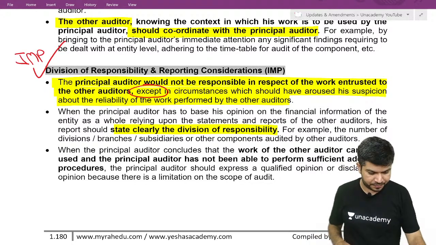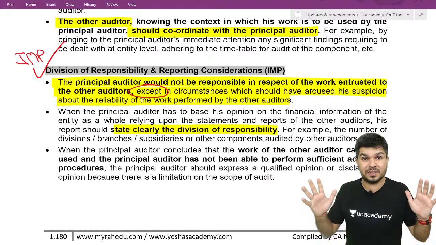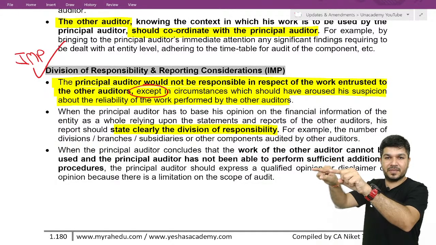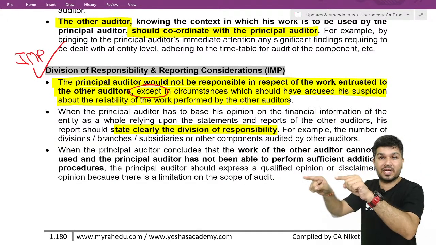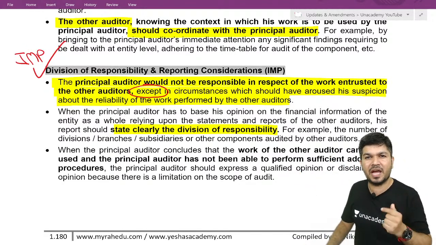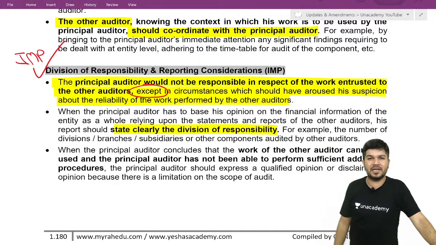Now the question: if there were circumstances which create a doubt in your mind that his work is not reliable, and still you rely, you will be held responsible. The question is, I don't want to rely on his work. I feel his work is not proper. Now what should I do?